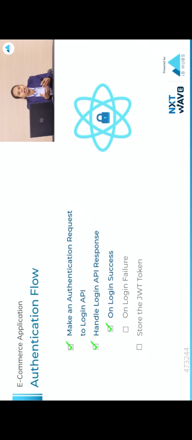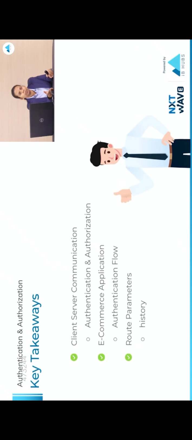So in today's session, we have seen about making an authentication request to the login API, and also we have handled the success response. In the next session, we will see how to handle the login failure, and also how to store the JWT token, authentication and authorization, which is part of client-server communication. Then we have added authentication flow to the e-commerce application. We also understood about the history object, which is a route parameter. So this is what we have seen in today's session.